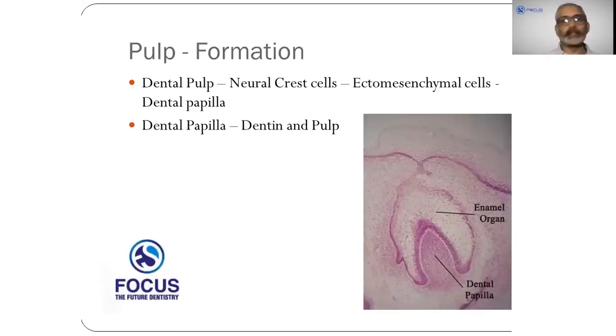And the dental pulp, what we see, is one of the most surprising organs in our body because of many reasons. Dental pulp is formed from the neural crest cells, the ectomesenchymal cells, which forms the dental papilla. And it is the dental papilla that gives rise to dentine and pulp. So pulp and dentine, they both arise from one single organ during the embryological time, that is your dental papilla.